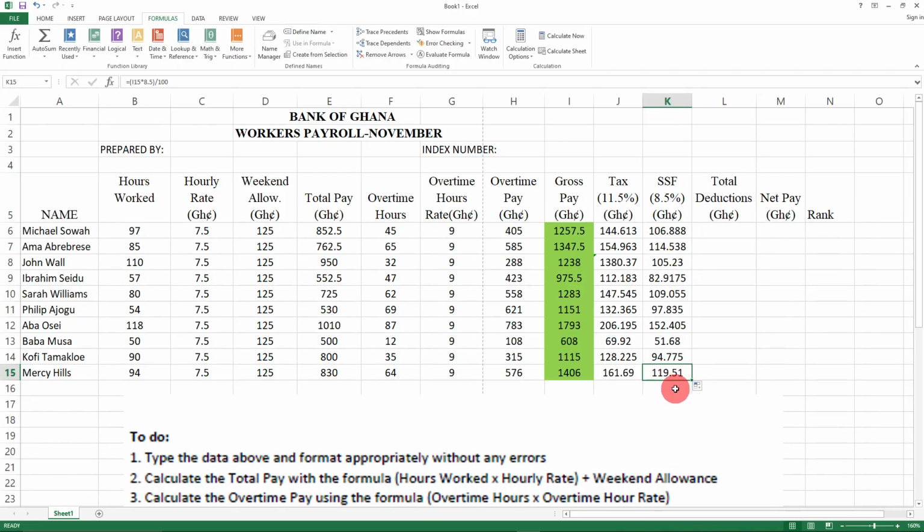Okay, let me do the last one. The last one for Messi is equal to 1,406, that's the gross pay for Messi, times 8.5, well, that's the SNET, divided by 100. So that's it.